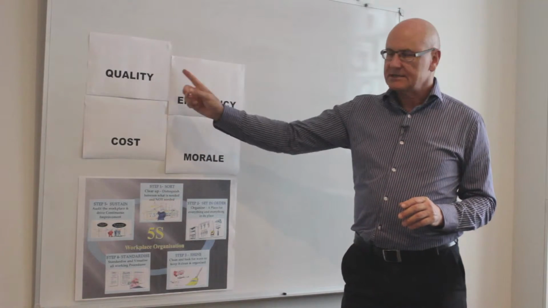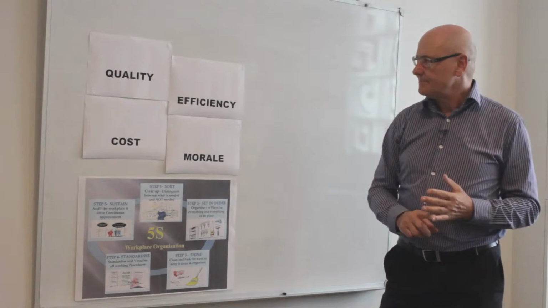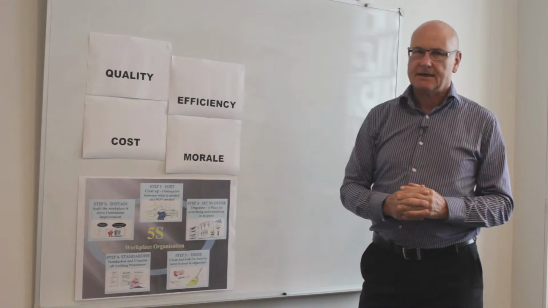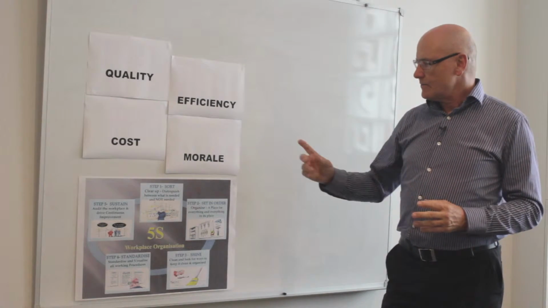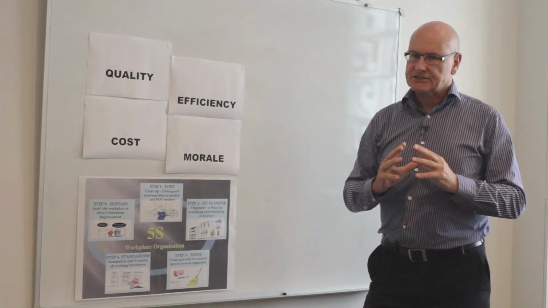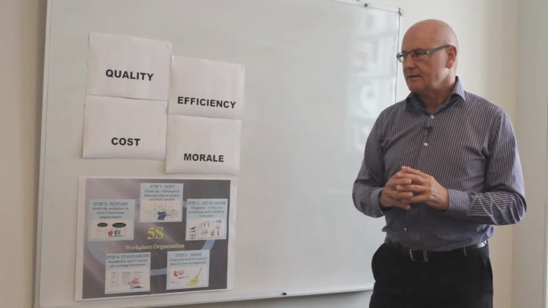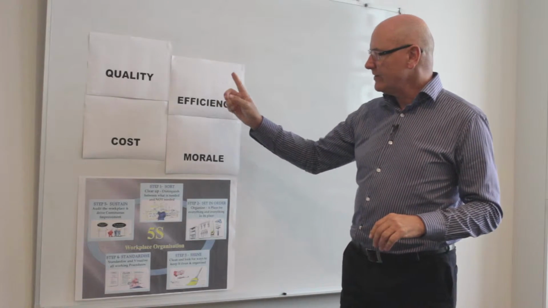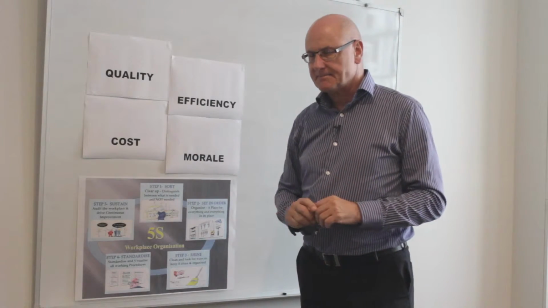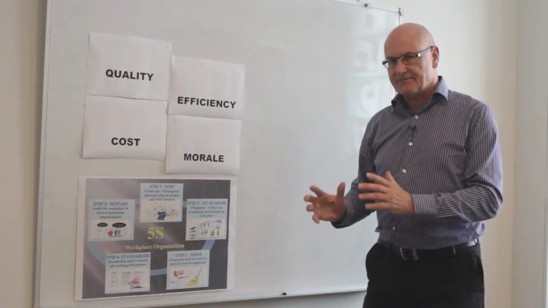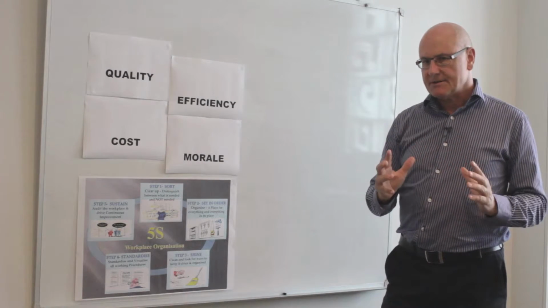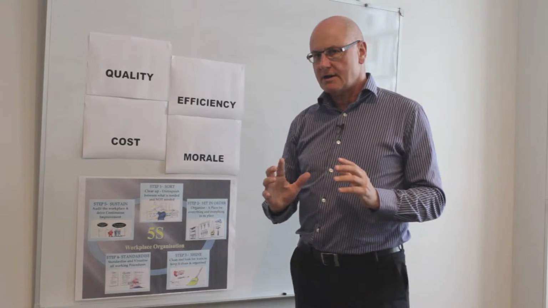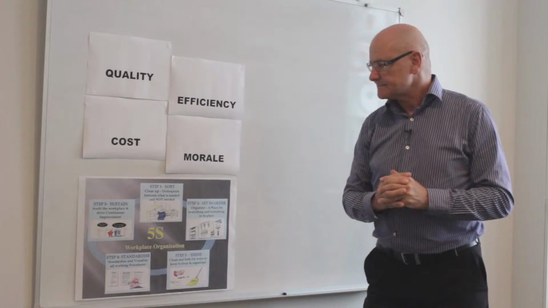As we know, quality is about doing things right first time. Efficiency is about even flow. Cost is about minimizing waste. And morale is about job satisfaction. So in the back of your mind, I want you to remember the purpose of 5S is to improve all of those factors. And as we move through each of the 5S elements and we implement them, we're going to be looking at how they impact on those areas of performance.